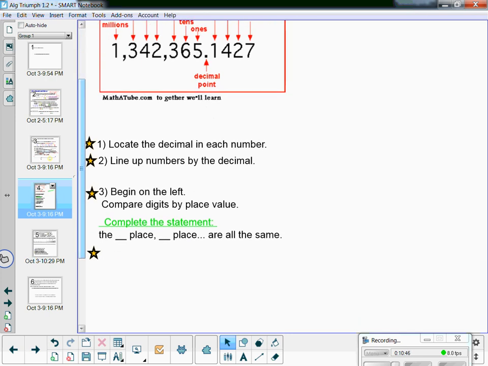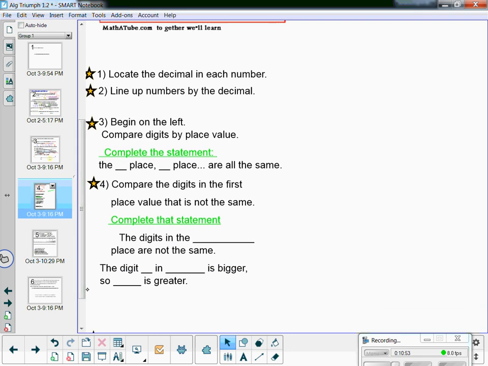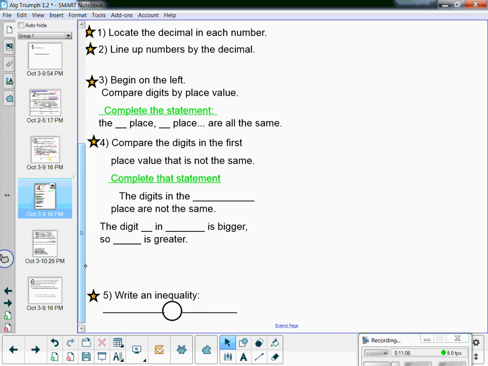Complete the statement. The blank place and so on are all the same. Compare the digits in the first place value that is not the same, and complete your statement. The digits in the blank place are not the same. The digit blank in blank is bigger, so blank is greater. We'll see an example here in a second. Then write your inequality. So I'm going to write up two numbers.